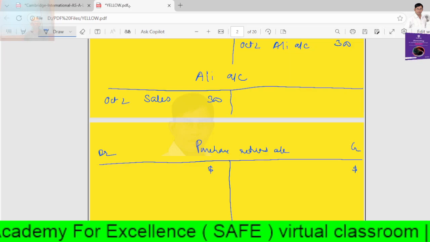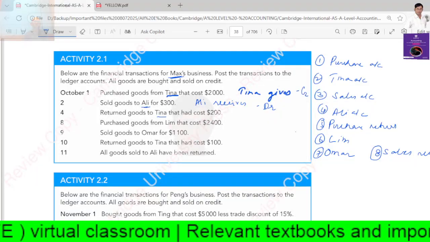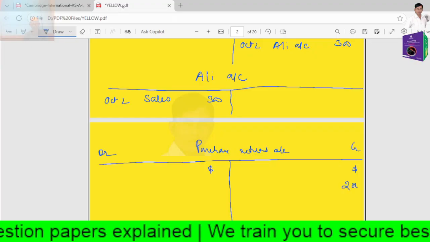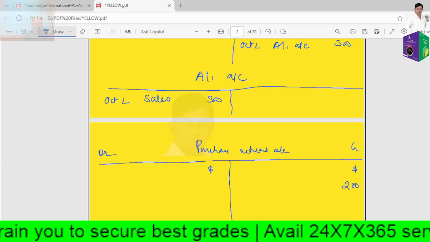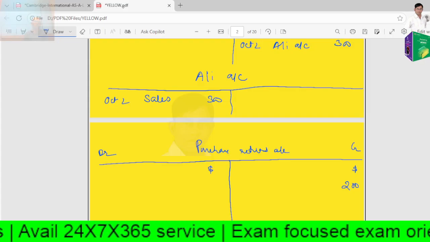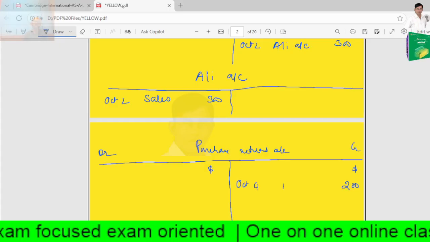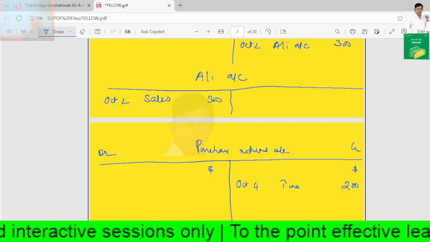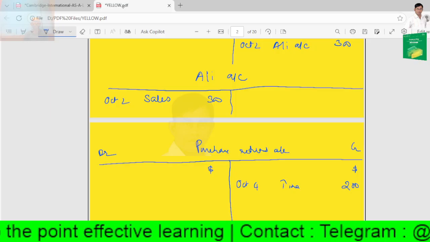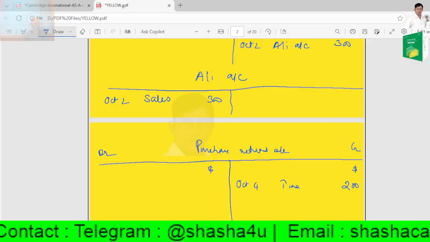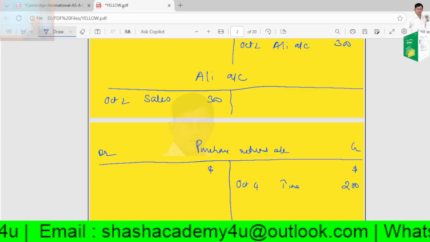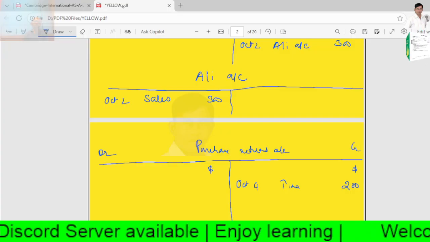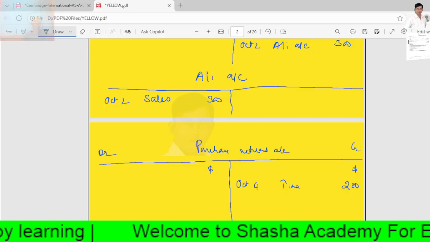So what is the amount? 200, right? So we have to credit 200. This is how you have to remember. There are so many ways of remembering things. Because it is on October 4th and Tina's account. We have to credit purchase returns with 200, with a debit to Tina 200. This is how you have to read and understand accounts. Very important, so that the logical flow of concepts is very clear.